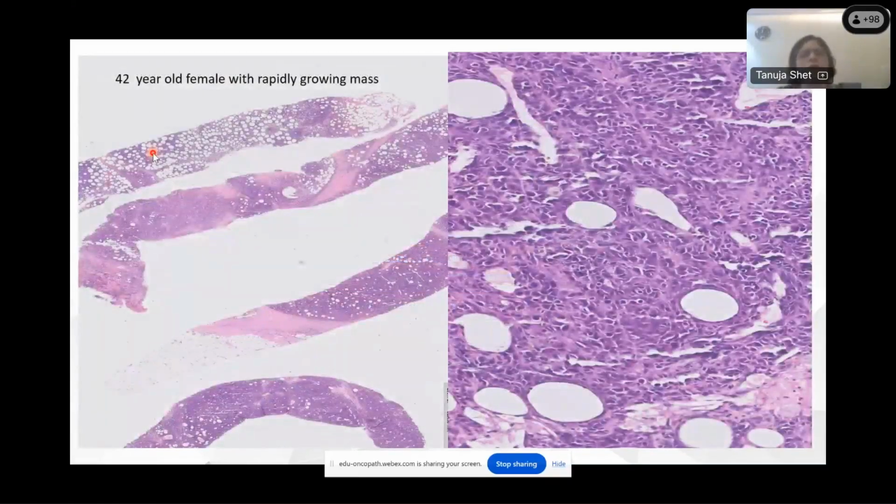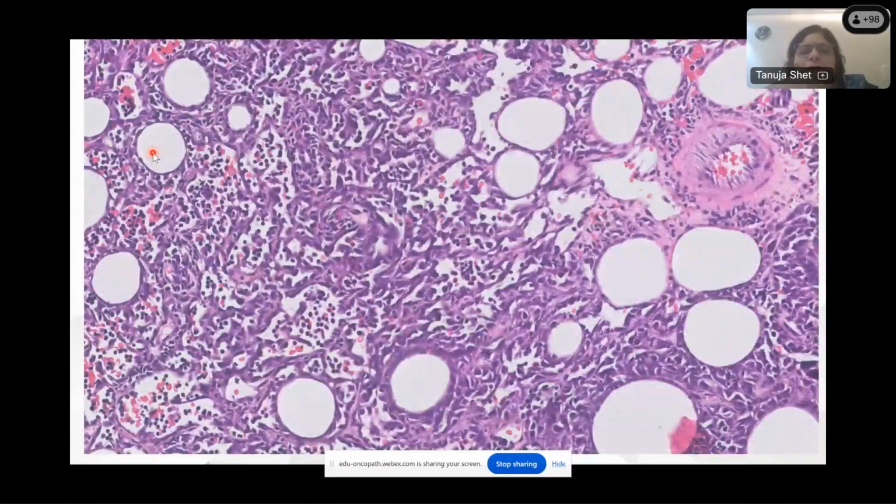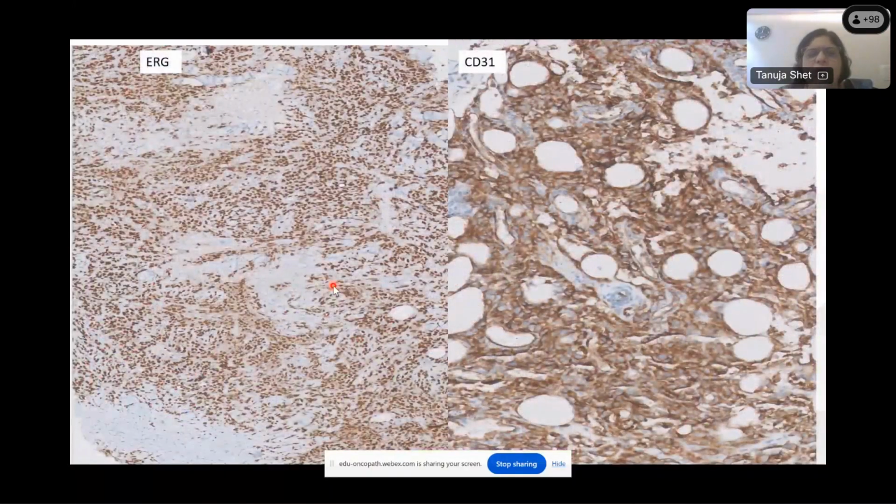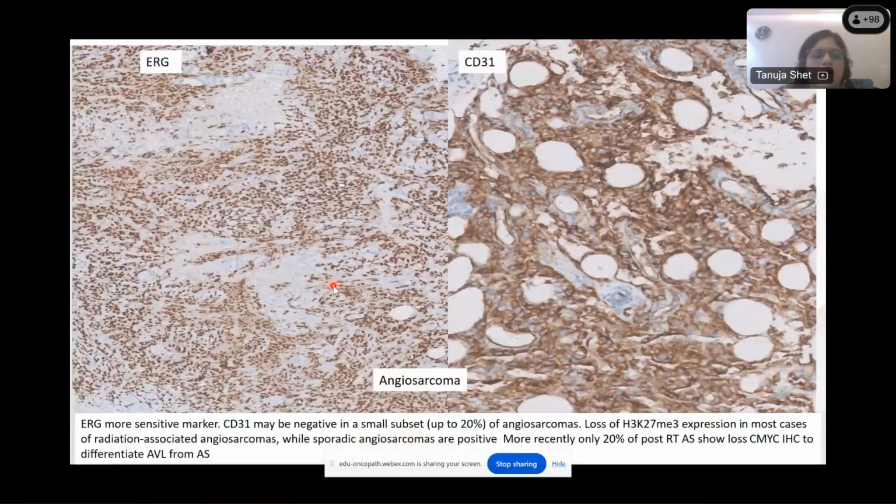Now, this is a 42-year-old lady with a rapidly growing mass. And you see that again looking very spindly because now we are in the mesenchymal part of the story. What do you see here? Anybody? No? You see anastomotic vascular spaces with debris and you see RBCs. So we are thinking of vascular tumor here. We put vascular markers, ERG, CD31 are positive. So you call it an angiosarcoma. And remember, ERG is a more sensitive marker and CD31 may be negative in some.